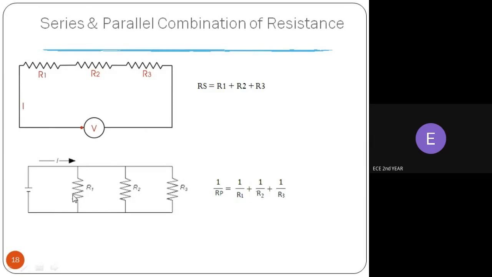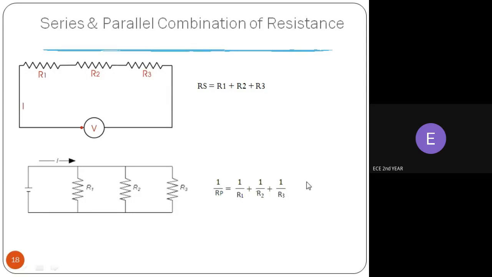So here R1, R2, R3 all the three elements are connected in parallel. The total resistance in a parallel combination can be calculated with the formula 1 by RT, where RT is the total parallel resultant resistance. So 1 by RT is equal to 1 by R1 plus 1 by R2 plus 1 by R3.